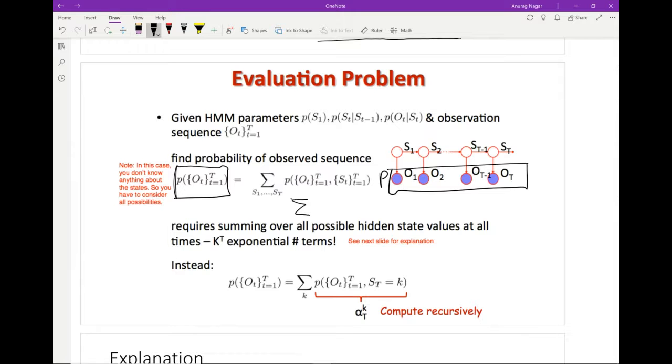I told you, what do we do when we do not know something? Well, when we do not know something, we sum out all possible cases of that. So there are three possible states. I'm going to sum them out. So I'm going to say P of observables, which I know, and summation over S_t, and I do not know anything about the hidden state. So I'm going to sum up over all possibilities.